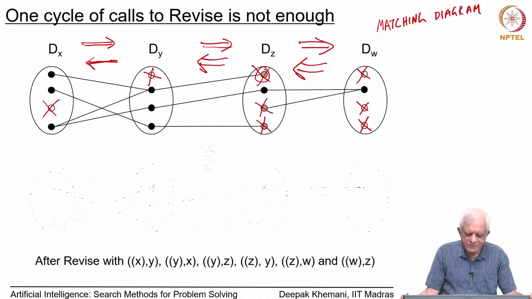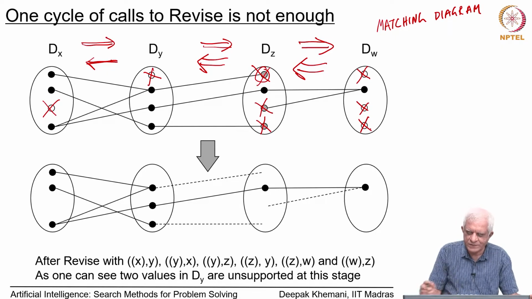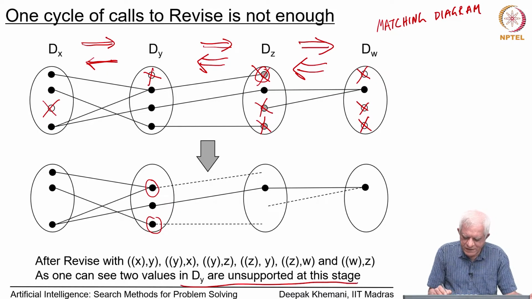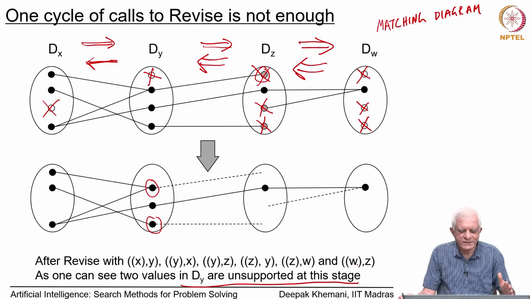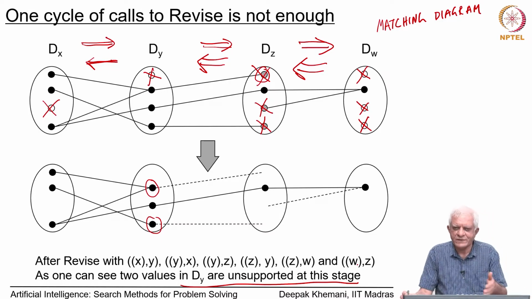We will get a network which looks like this. The values that have been deleted on the top have vanished from the bottom part of the graph, and you can see that there are two nodes in the domain of y which are not consistent with respect to z. So, I have written that there are two values in y which are unsupported at this stage. Clearly this one cycle of doing revise x with respect to y, y with respect to x, then y with respect to z and z with respect to y, and then z with respect to w and w with respect to z will not work, because at the end of it the network is not arc consistent.